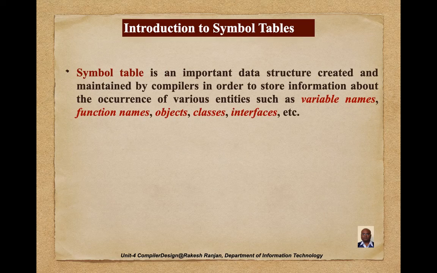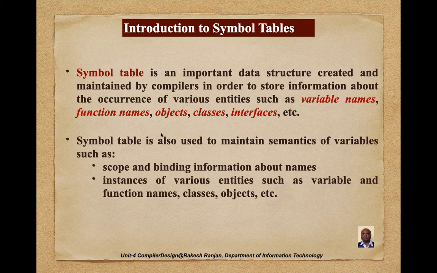Symbol table is an important data structure created and maintained by the compiler in order to store information about the occurrence of various entities such as variable name, function name, object classes, interface, etc. Symbol table is also used to maintain the semantics of the variables such as scope and binding information about names, and instances of various entities such as variable and function name, class, object, etc.